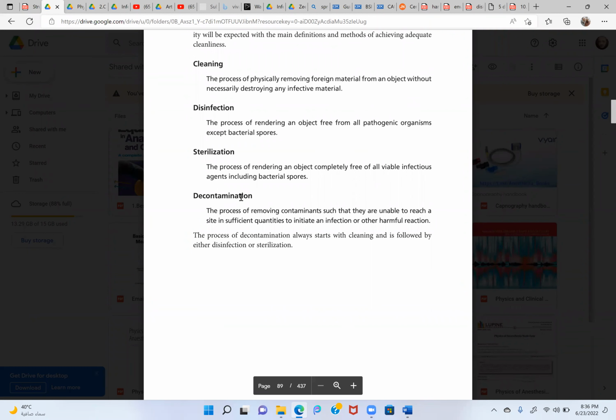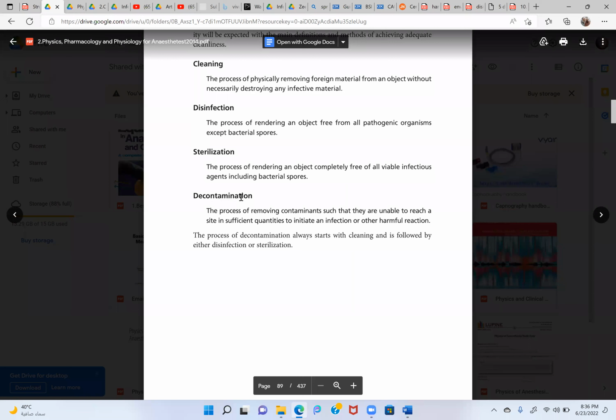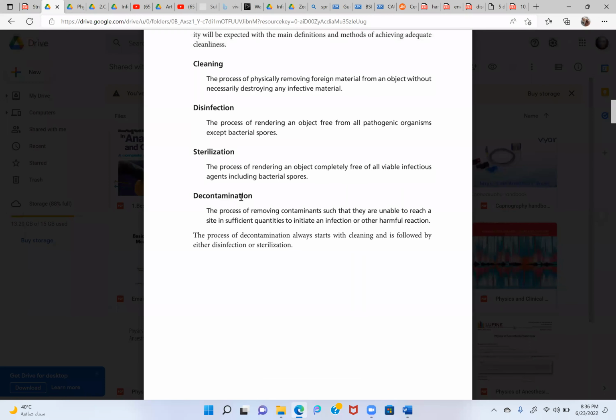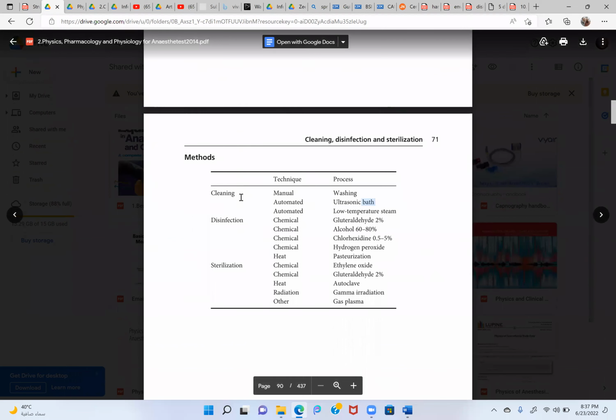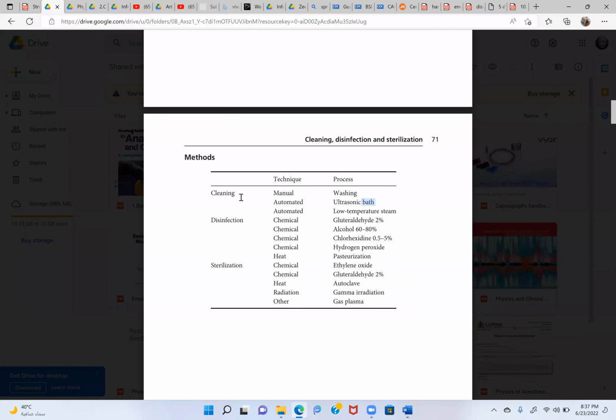The next step will be disinfection. Disinfection may be with glutaraldehyde, alcohol, chlorhexidine. Okay. When we clean the skin, are we doing disinfection or sterilization? Disinfection. Yes, disinfection. So we are using chlorhexidine usually, or iodine.